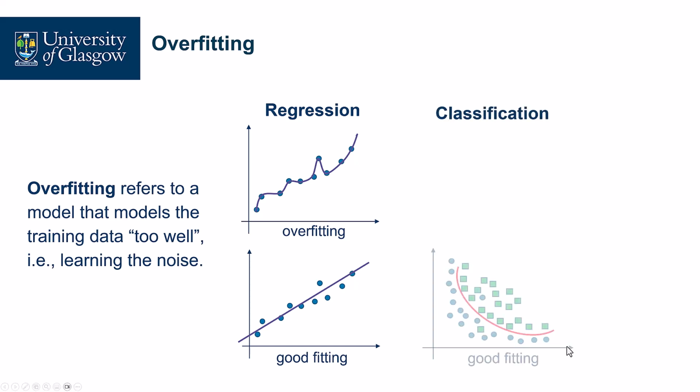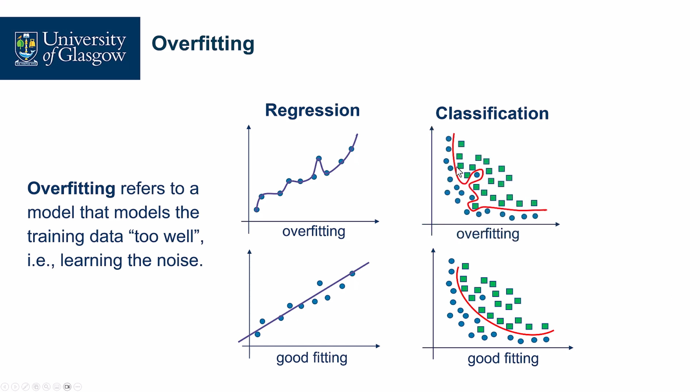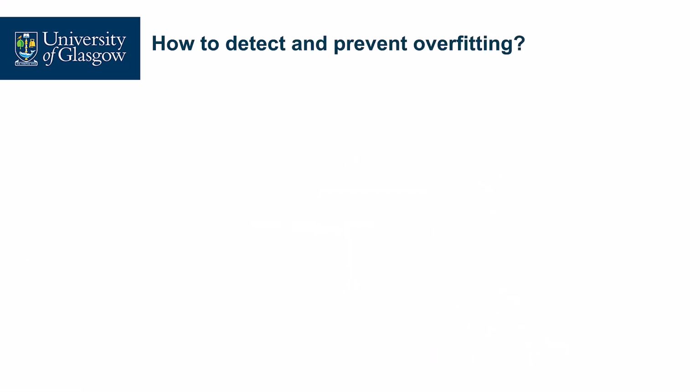So let's see the classification. This is a good classification, right? Good fitting. The overfitting is what? You can see here, it catches every detail, but this one doesn't have generality. If we put a new point here, it could be classified wrong, right? So this is overfitting. Then we want to avoid overfitting.